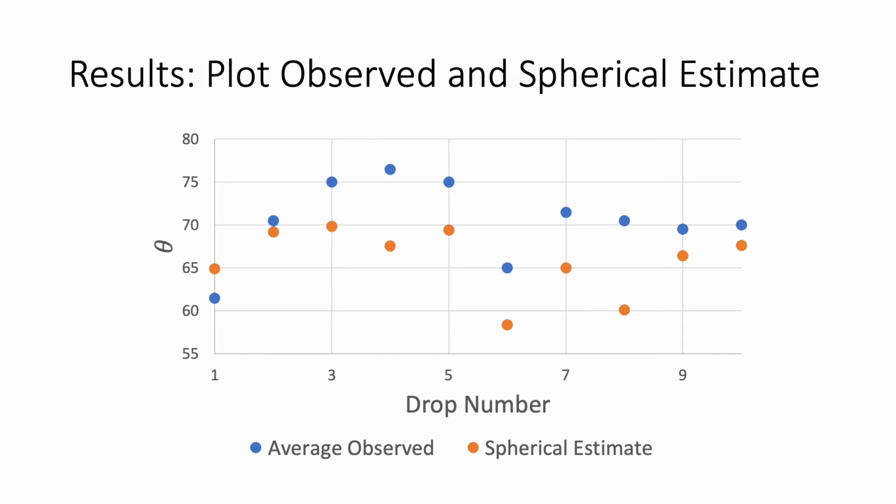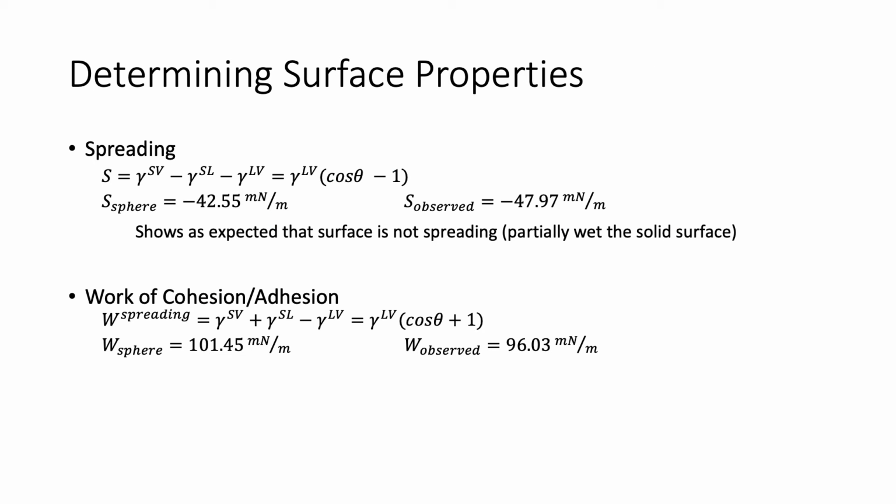To get a better understanding of the estimations of theta from the two different methods, I plotted them, and as you can see, the spherical estimation in orange typically is lower than the observed angle that we were able to measure using the software solution. Now, this could be due to some variations that I'll talk about later, but it was interesting to see that trend in the data. So using the data, we are then able to determine some of the surface properties for the stainless steel sheet that I was using.